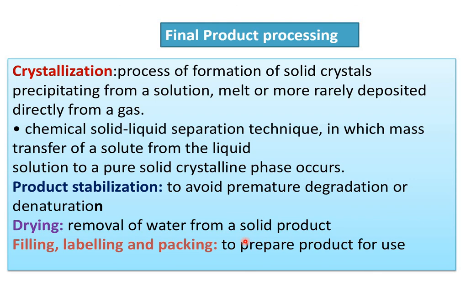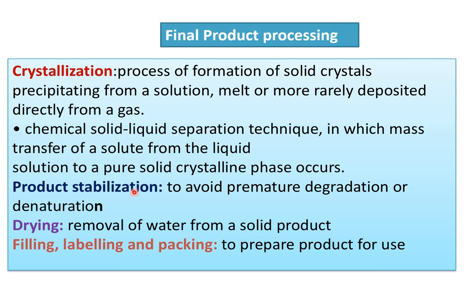Now the final product processing. The final product processing includes crystallization, product stabilization, and drying. Talking about crystallization, it is a process of formation of solid crystals by precipitating from a solution, melt, or more rarely deposited directly from a gas. This is a chemical solid-liquid separation technique, in which mass transfer of a solute from the liquid solution to a pure solid crystalline phase occurs.